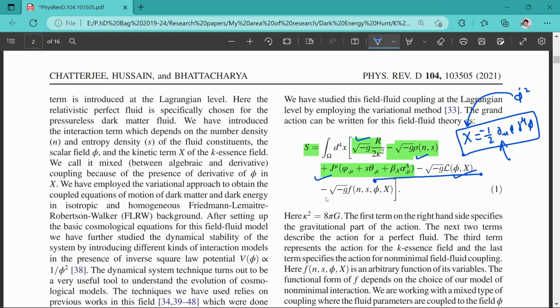But what happens when we introduce another term consisting of the fluid parameters as well as field parameters? We label this term F, and it gives some kind of interaction between field and fluid. This interaction term consists of fluid parameters as well as field parameters. In our case, the field has both phi and x terms, which are independent, while the fluid terms are the very fundamental ones, like number density and entropy.